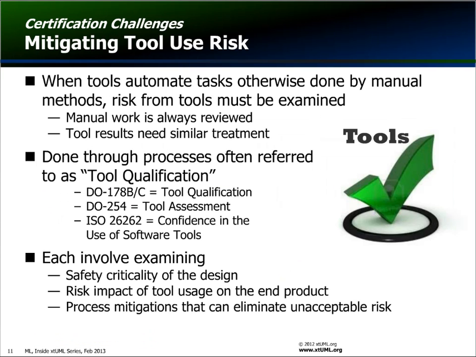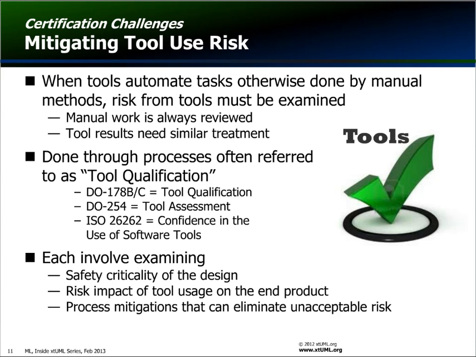Mitigating tool risk is a big concern in these flows as well. So when tools automate tasks that would otherwise be done by manual methods, risks from tools must be examined. And this is really no different than reviewing manual work in a project. If a person writes some code, that code has to be reviewed and verified. So tool results need similar treatment.